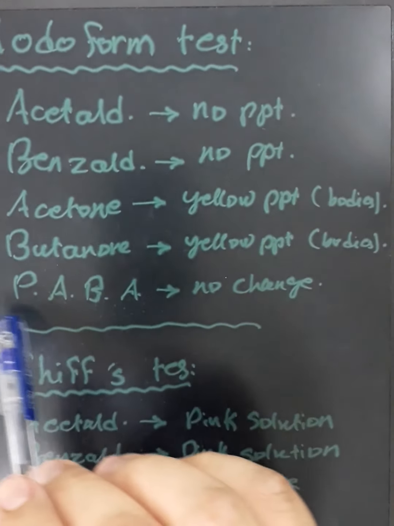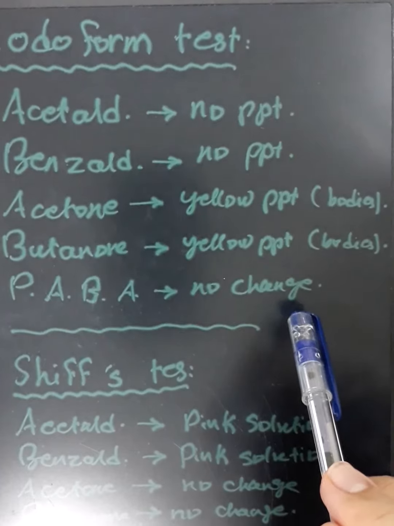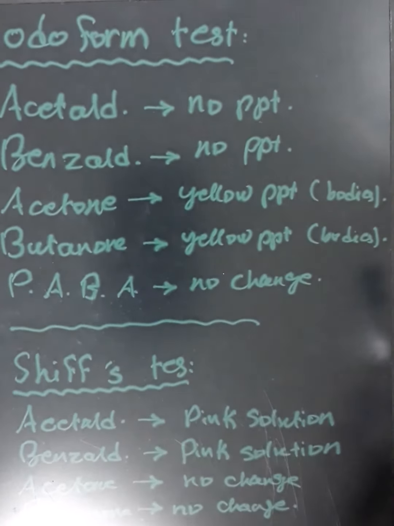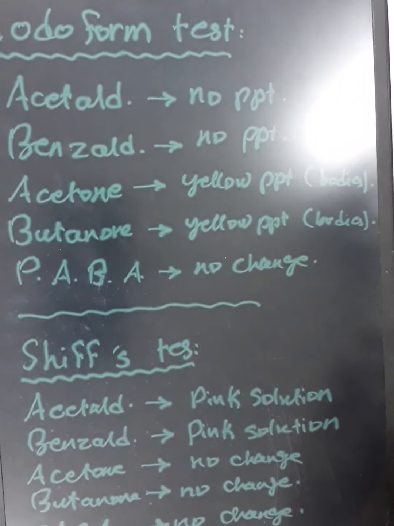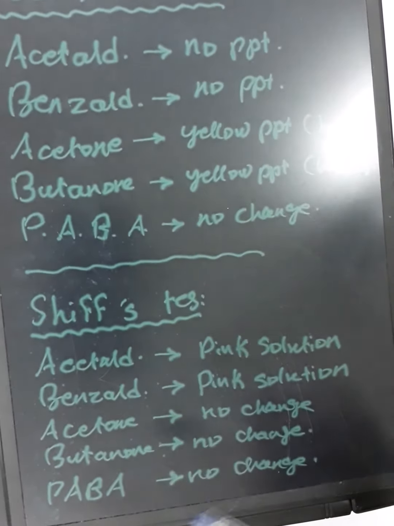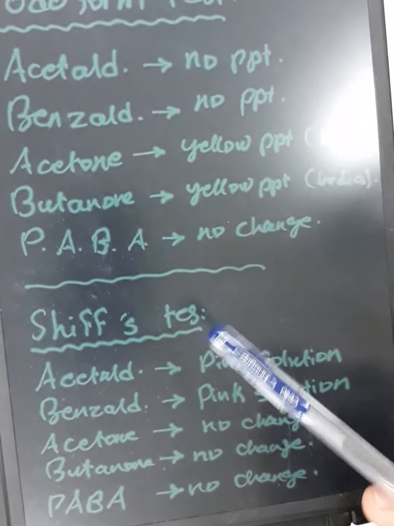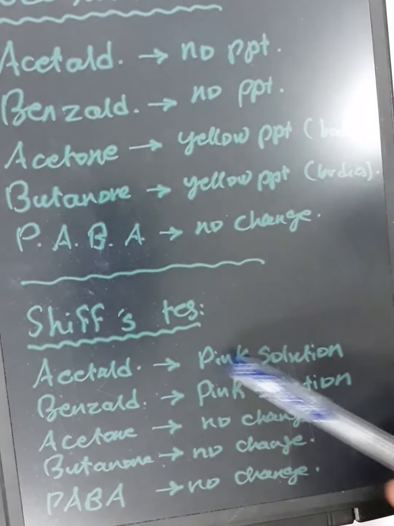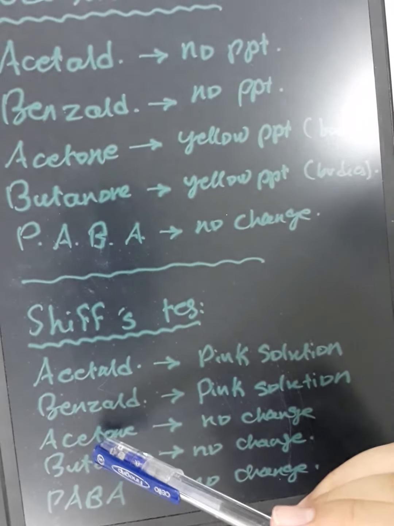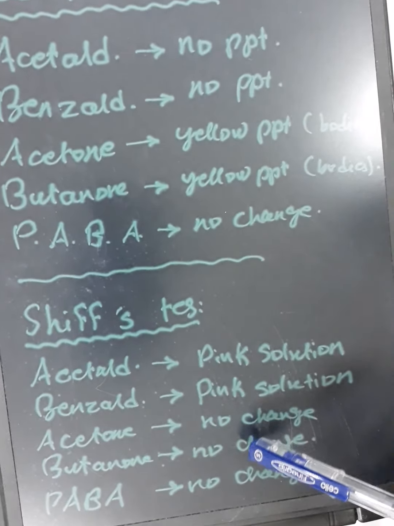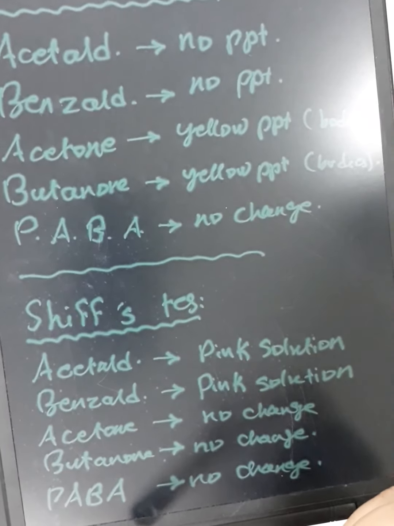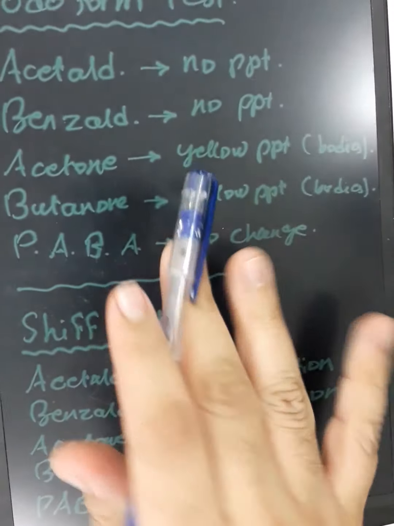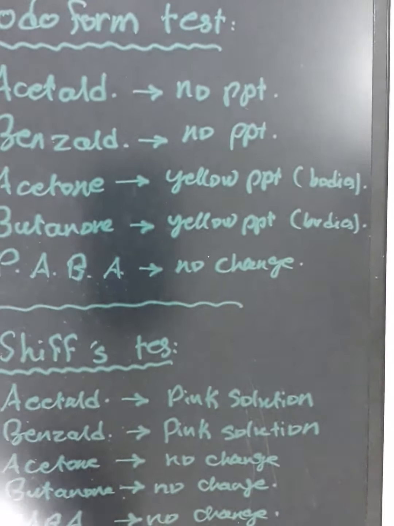Okay, while the para-aminobenzoic acid, once again, we got no change. And this is, once again, logical because para-aminobenzoic acid is our control for today's experiments. Okay, for the chef test, it will identify or detect the aldehyde. That's why with acetaldehyde and benzaldehyde we got pinkish solution, while for acetone and the butanone there is no change. And once again, it's logical for para-aminobenzoic acid to get no change. Now I'm going to transfer these results into my worksheet, so please stay with me.